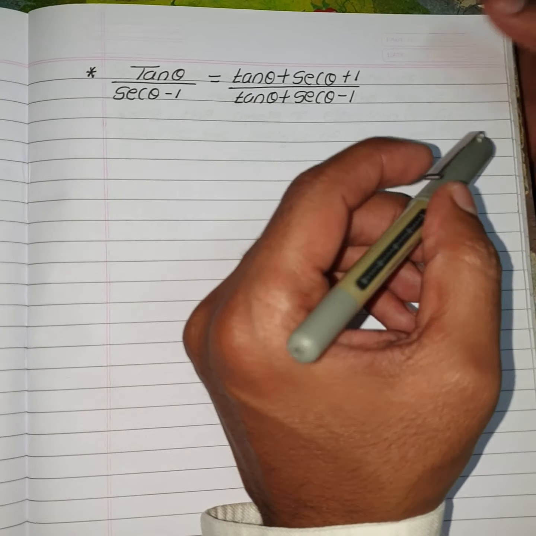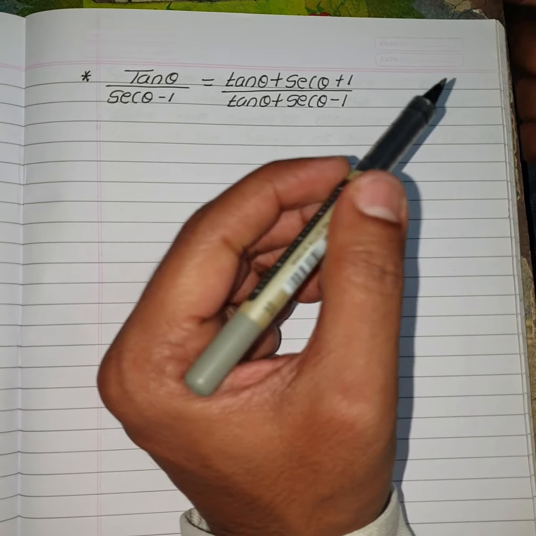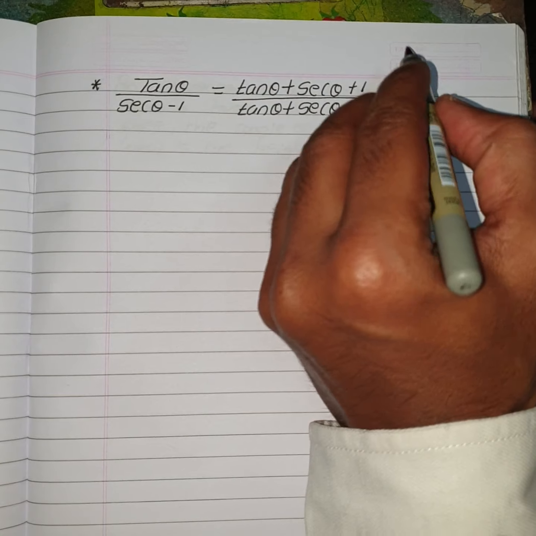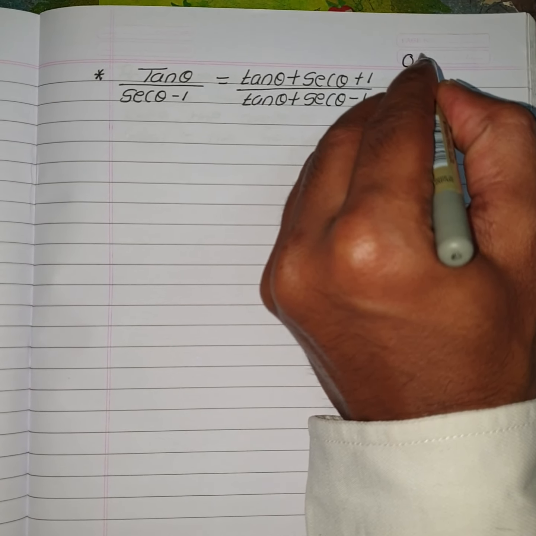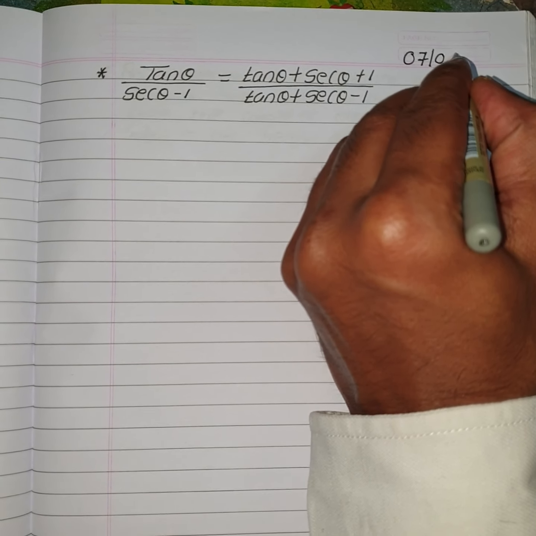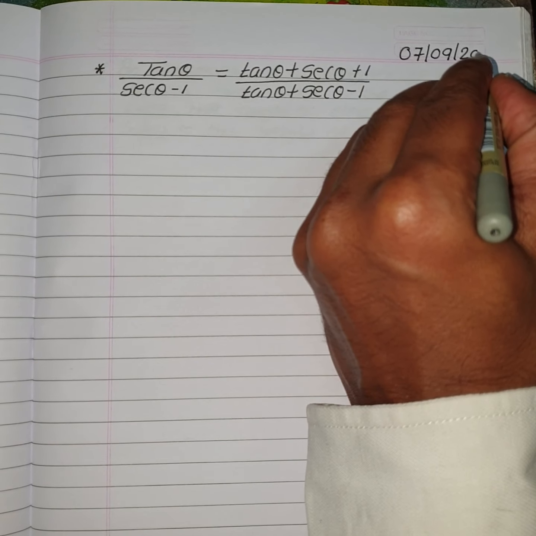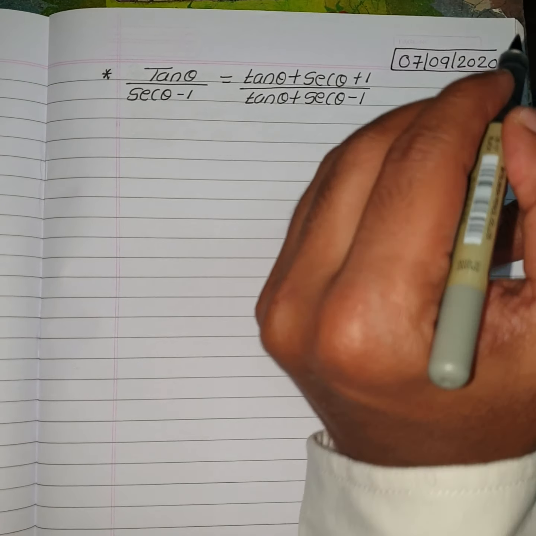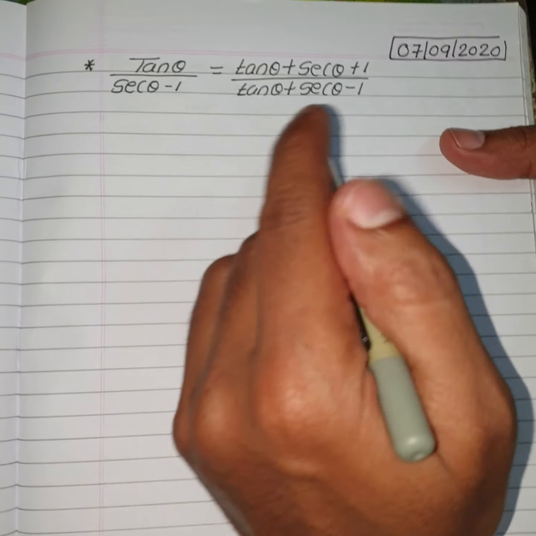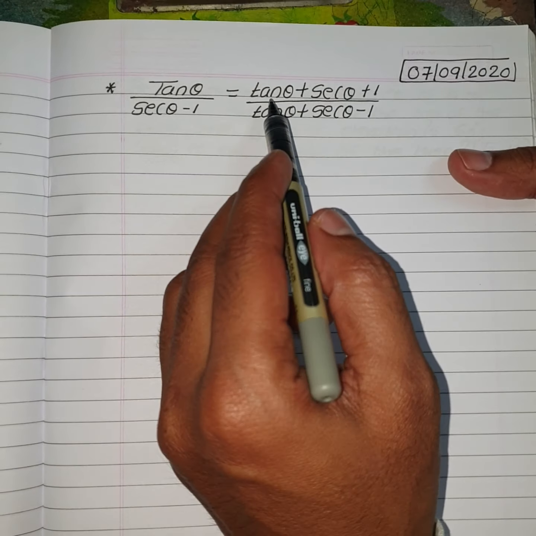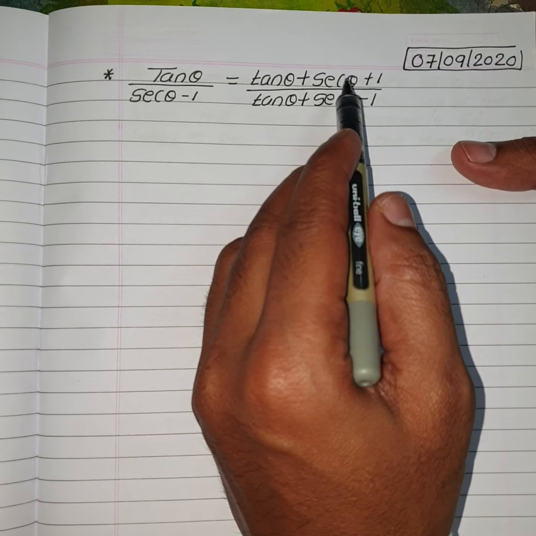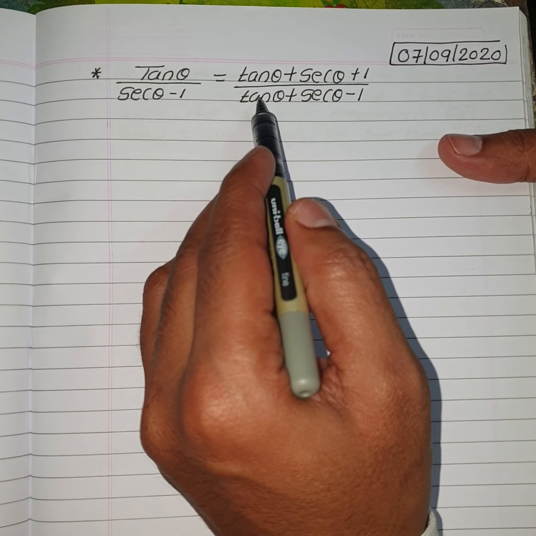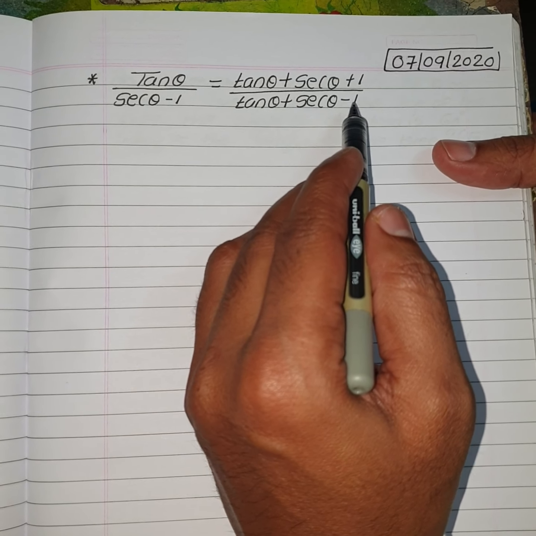In today's lecture, we are going to see two different types of sums. Now, let's see the first question. In the first question, they have given us: prove that tan theta upon sec theta minus 1 is equal to tan theta plus sec theta plus 1 upon tan theta plus sec theta minus 1.